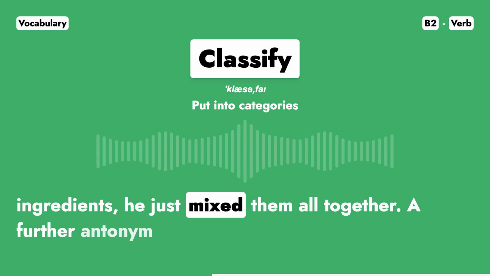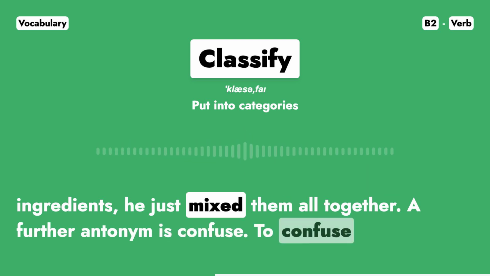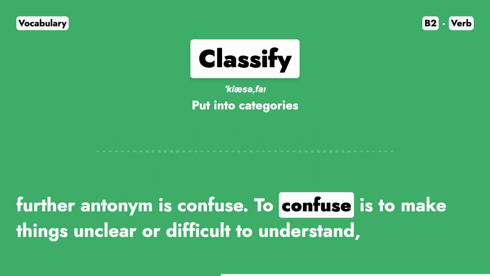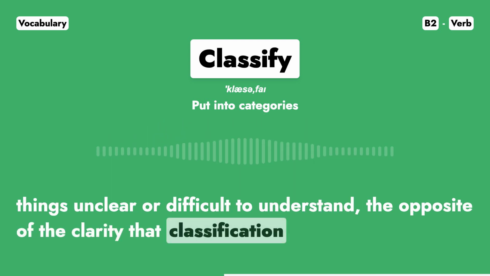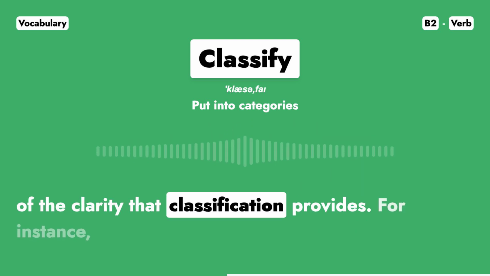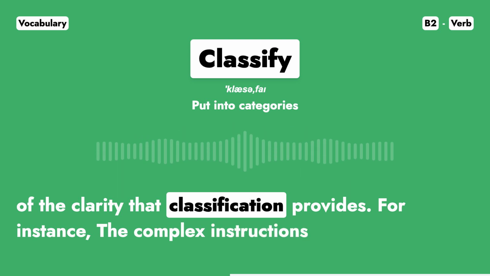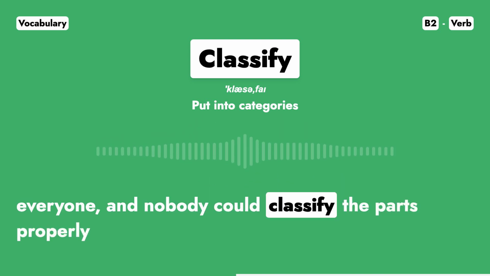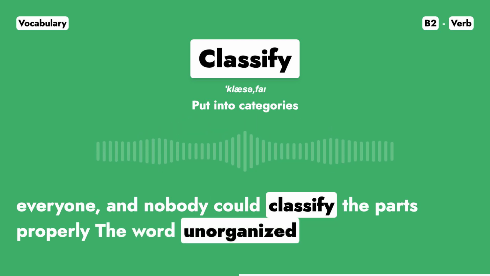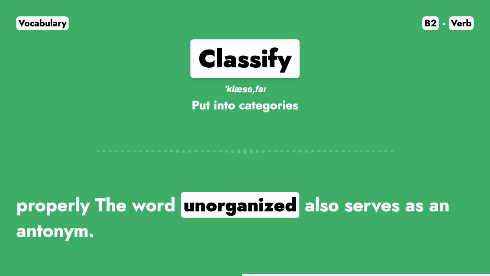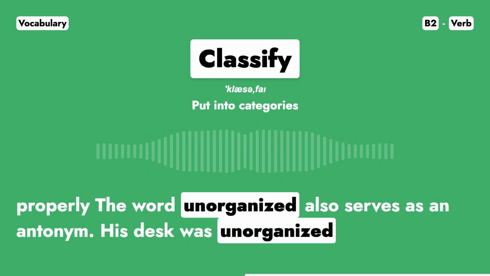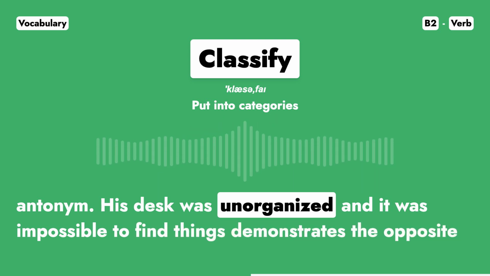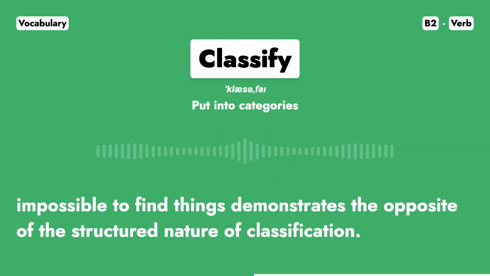A further antonym is confuse. To confuse is to make things unclear or difficult to understand, the opposite of the clarity that classification provides. For instance, the complex instructions confused everyone, and nobody could classify the parts properly. The word unorganized also serves as an antonym. His desk was unorganized, and it was impossible to find things, demonstrates the opposite of the structured nature of classification.